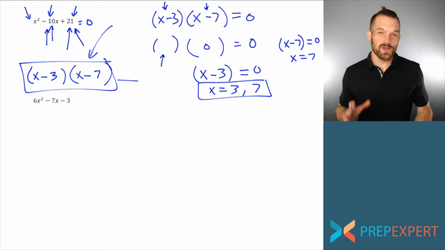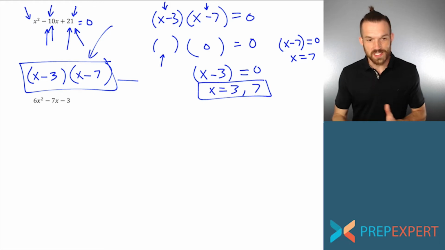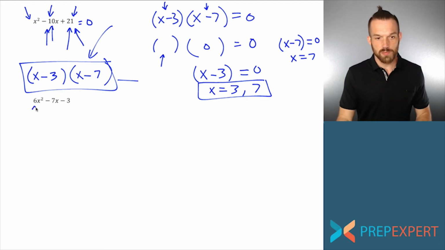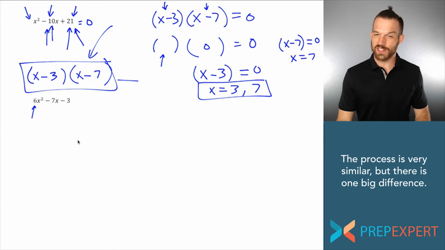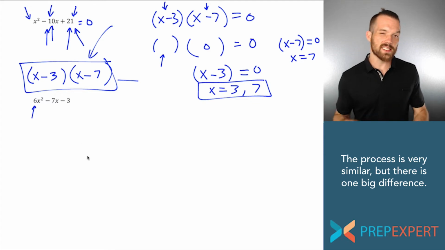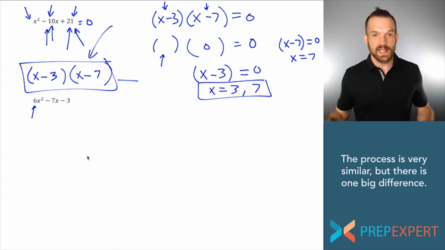Now let's talk a little bit about a harder form of factoring. Sometimes you'll get a quadratic like this one below in which the a term is not equal to 1. We have to use a slightly different method when the a term is not equal to 1, but you can handle it. Let's pay attention.